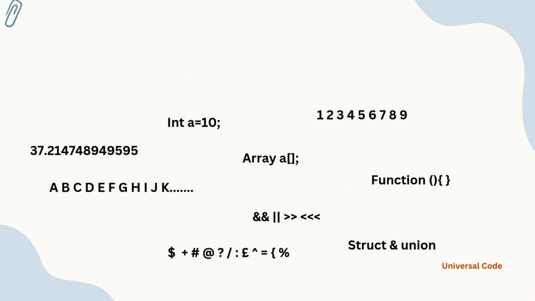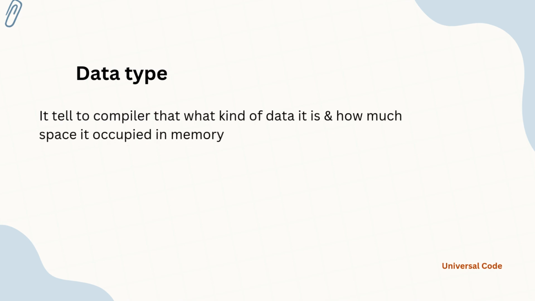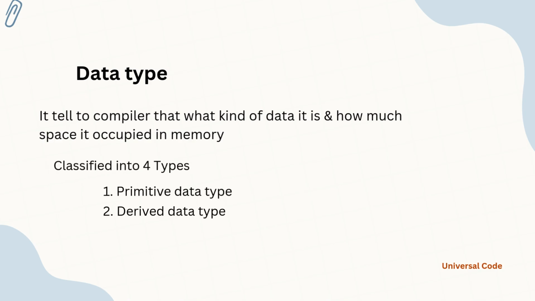In the same way, there are different kinds of data to develop a program. Then the data classified into types are called data types. It tells the compiler what kind of data it is and how much space it occupies in memory. Data types are classified into 4 types: primitive data type, derived data type, void and enumerated.